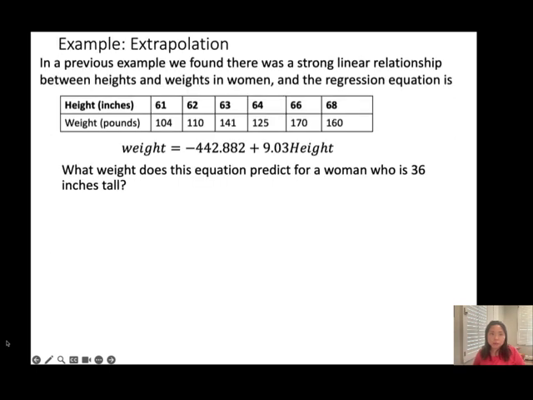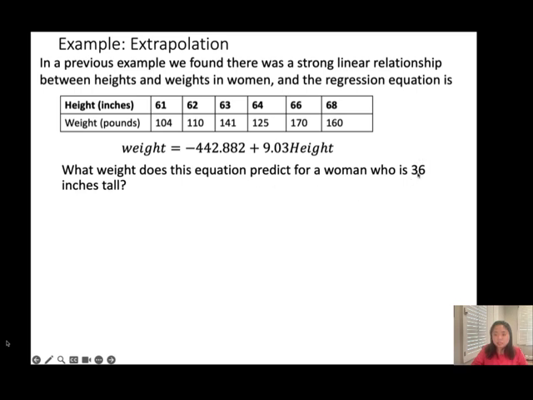Look at this example. In a previous example, we found there was a strong linear relationship between the height and the weight in women. We have the data here, and then we have the regression equation: y equals negative 442.82 plus 9.03x. What weight does this equation predict for a woman who is 36 inches tall?